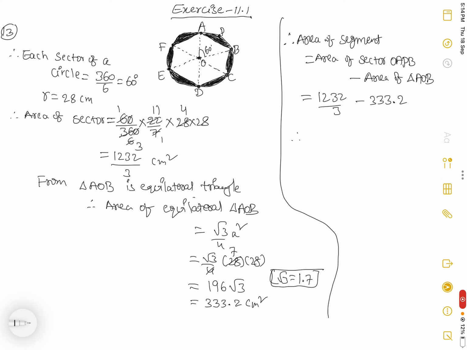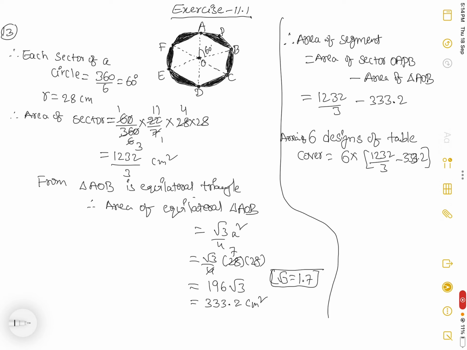Therefore, in this problem, 6 designs are given. So, the 6 designs of the table cover equal 6 into the area of one segment, whose value is 1232 by 3 minus 333.2.